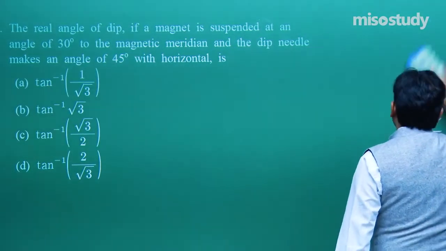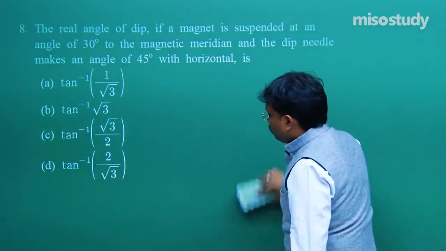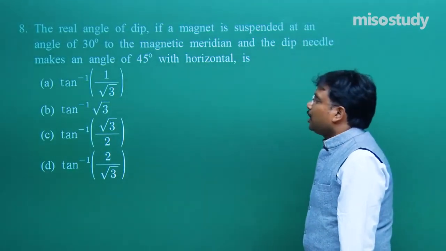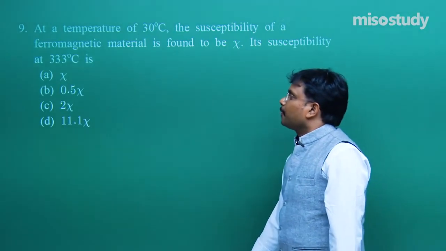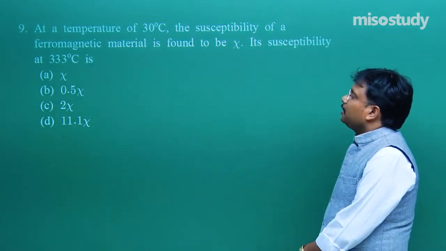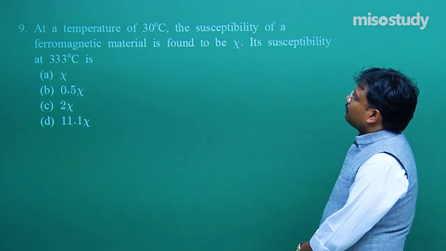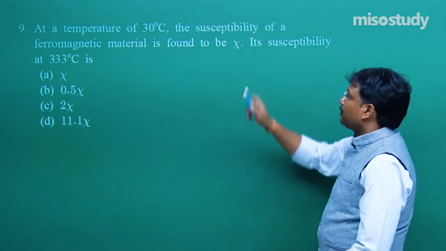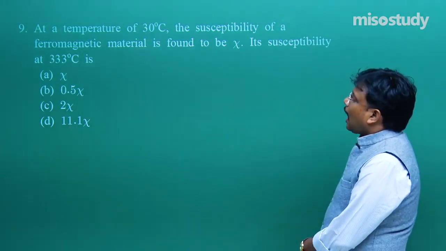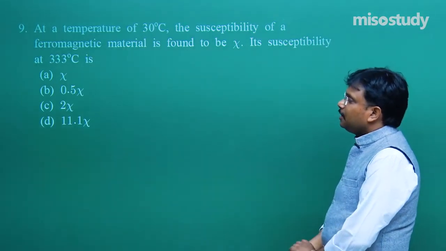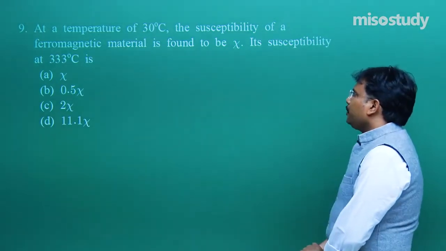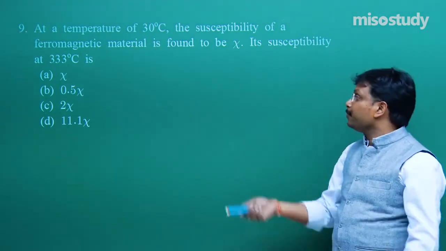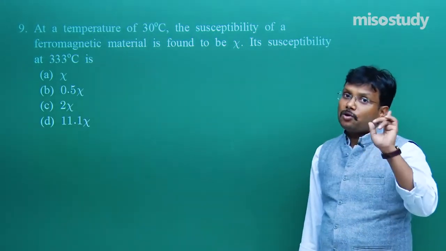Then, one or two questions which I tried to pick from basic properties of magnetic materials, that is this one. At a temperature of 30 degree centigrade, the susceptibility of a ferromagnetic material is found to be chi. This is the Greek letter chi, not x. Its susceptibility at 330 degree centigrade is how much? Now, it is associated with the Curie temperature, Curie-Weiss law. So first, you have to revise those concepts.